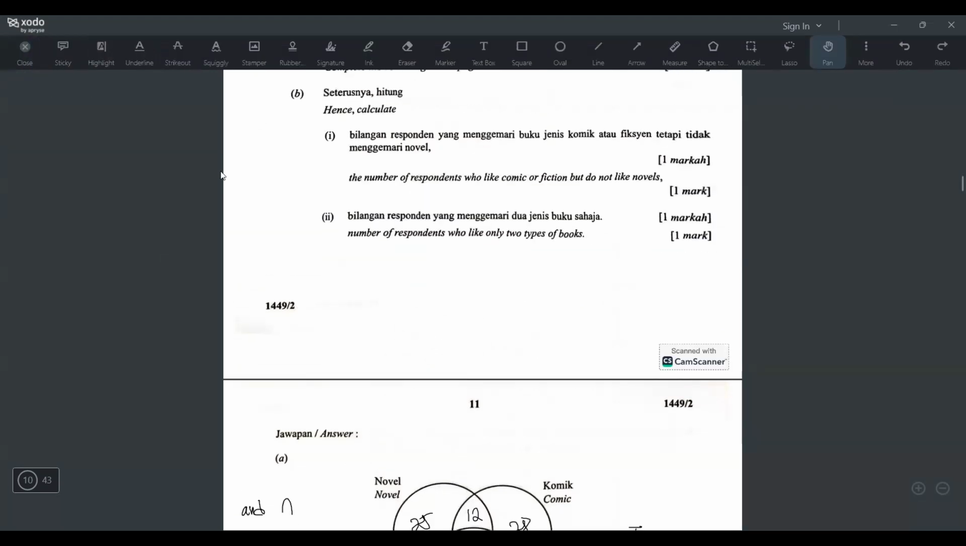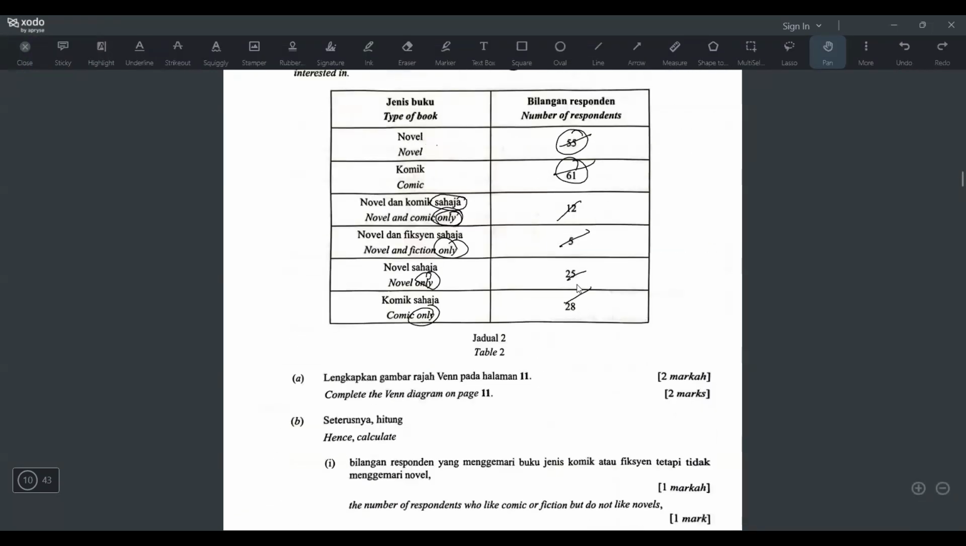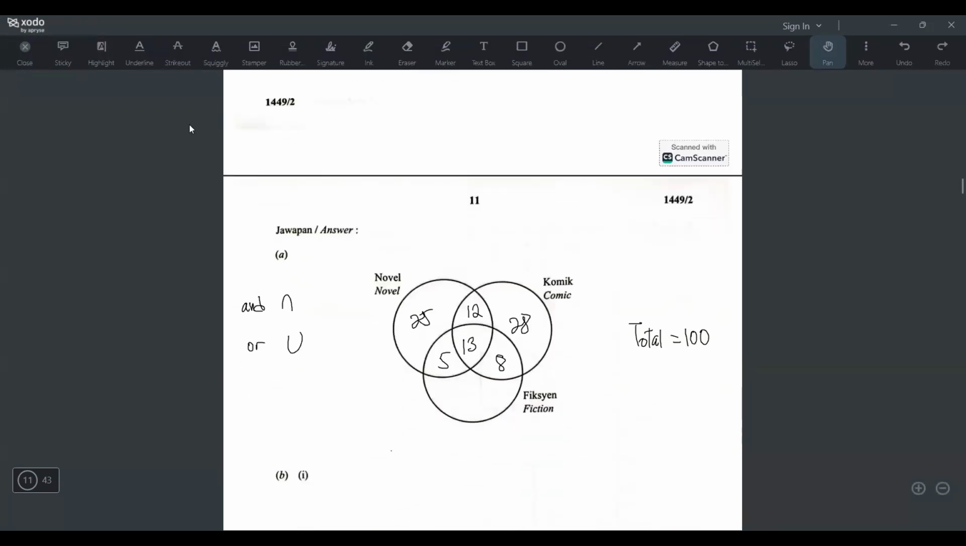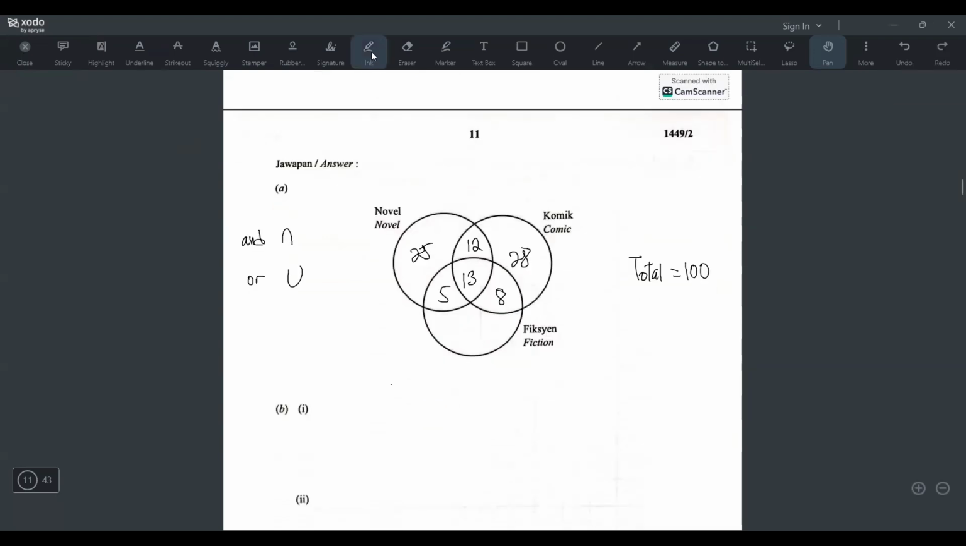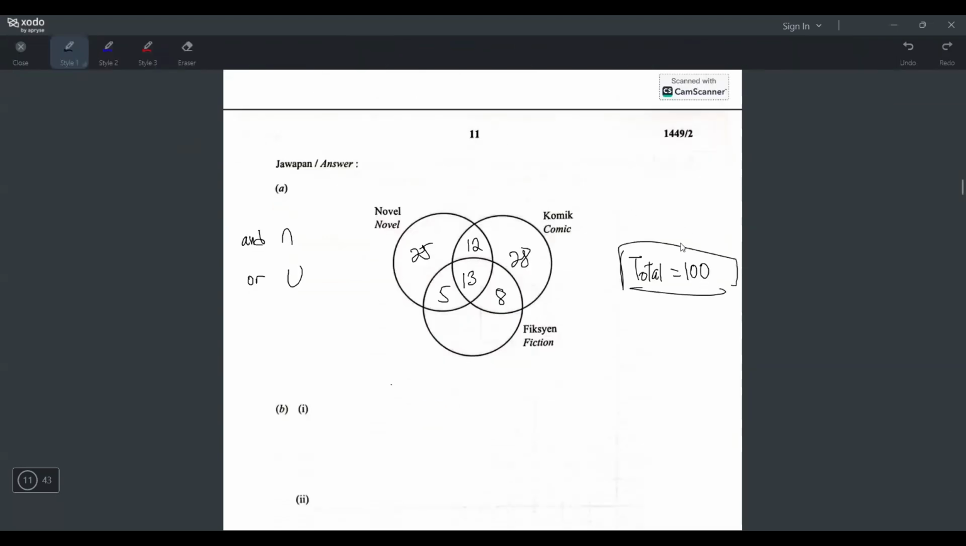Okay, I think I already went through all the information in the table, but there's one more piece of information I haven't looked at yet, which is the total 100. You remember this? They mentioned this in the beginning, right? So how to find the fiction only? Just take 100 minus everything here. I already know the novel total is 55, right? So just take 100 minus 55 and then minus 28 minus 8. All right, my calculator gives me 9.